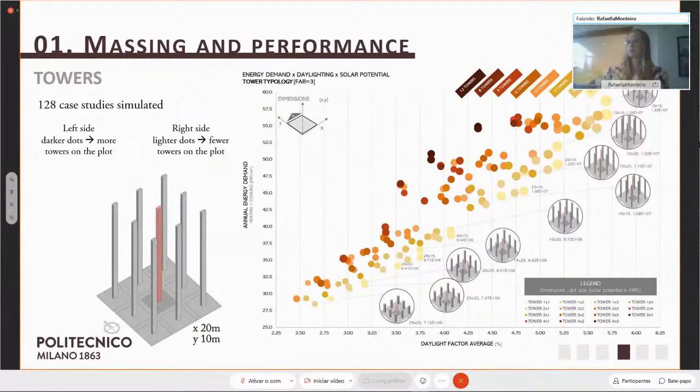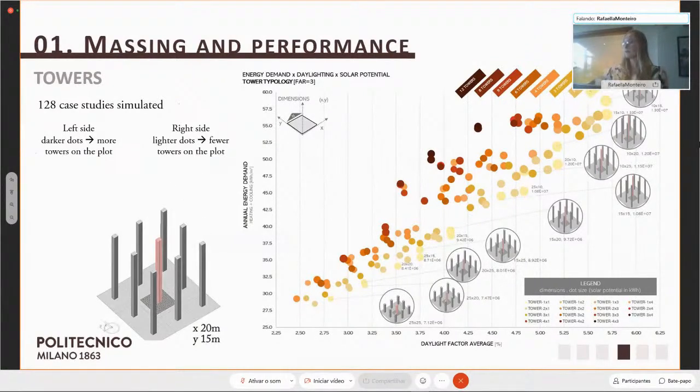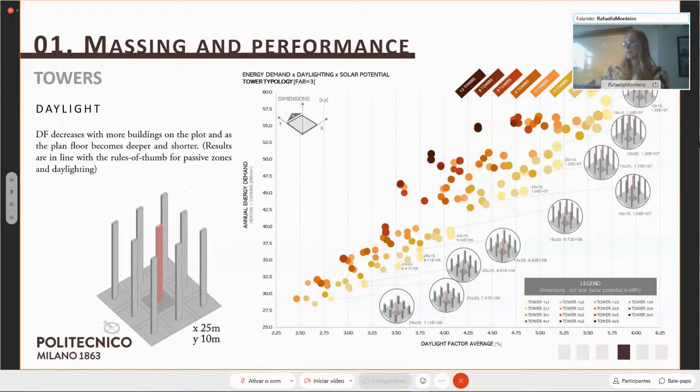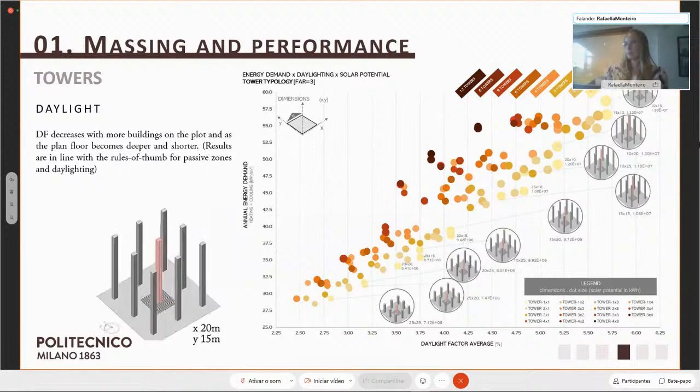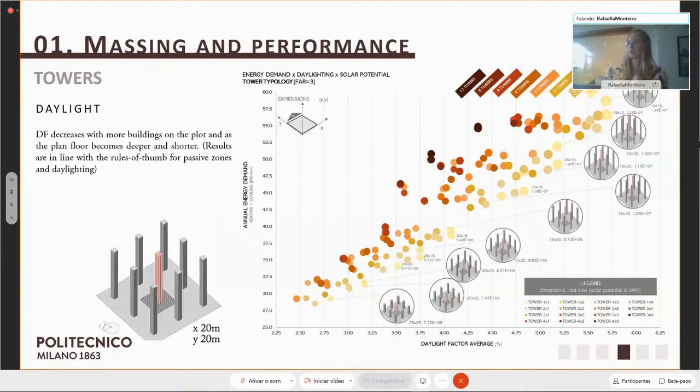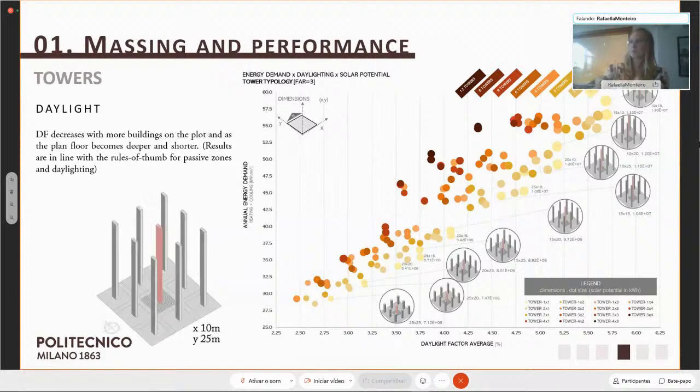Here we can see some results for the towers, where 128 cases were simulated. On the left side, you can see on the darker dots the cases with more towers on the plot, up to 12. And on the light dots, you can see the cases with fewer towers on the plot. Regarding daylight, we can see the daylight factor decreases with more buildings on the plot and as the plant floor becomes deeper and shorter, which is in line with the rules of thumb for passive zones and daylighting.